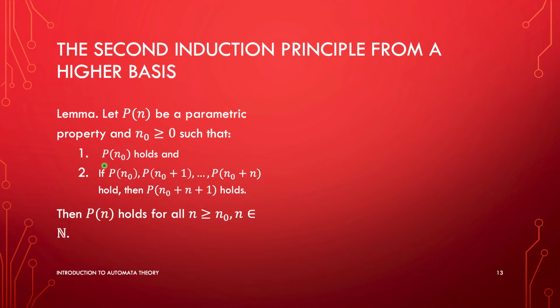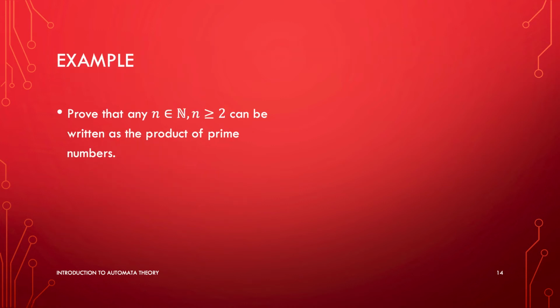So the proof of this result is going to be in this week's exercises, so I don't cover it in this lecture. But I want to show you an example where, in fact, this second induction principle is very useful, and you would have a hard time proving the property using the first induction principle. And so the example I want to show you is this. I want to prove that any natural number greater than or equal to 2 can be written as the product of prime numbers. And we will prove this by using the second induction principle.